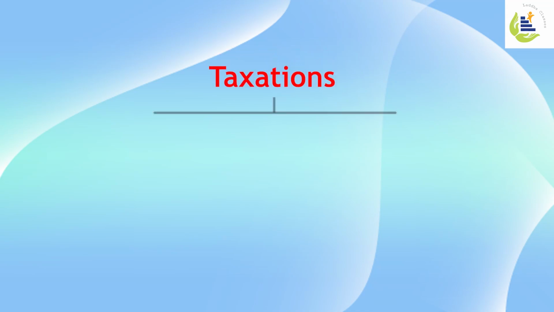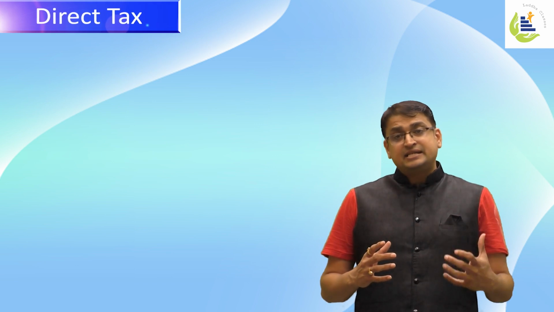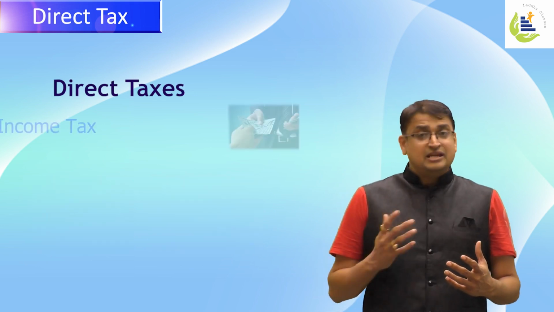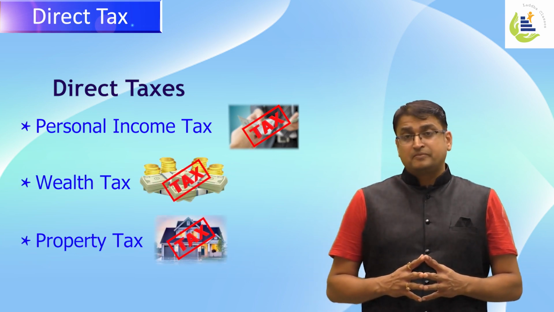Taxation can be categorized into two types, direct taxes and indirect taxes. In this video, we will try to understand direct taxes in a little more detail. As the name suggests, direct taxes are levied on a person's income and property directly. Some examples of direct taxes are personal income tax, wealth tax, property tax, and so on and so forth.